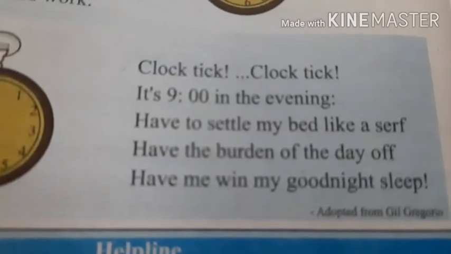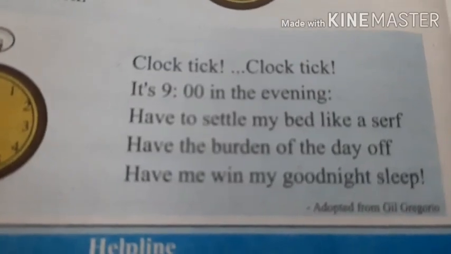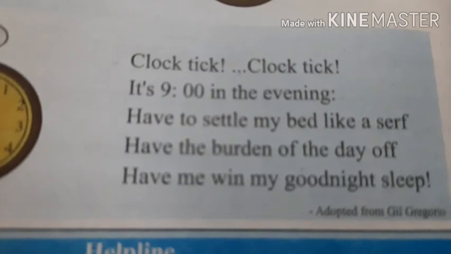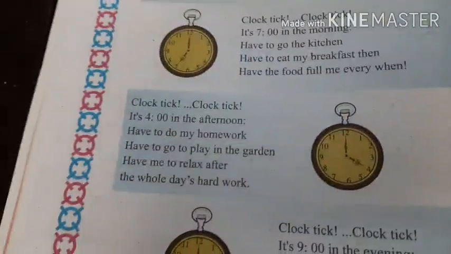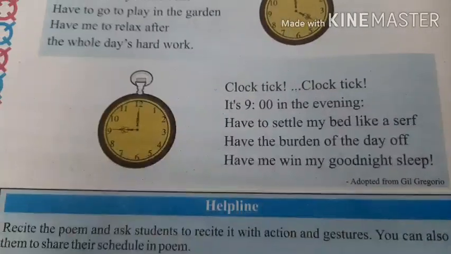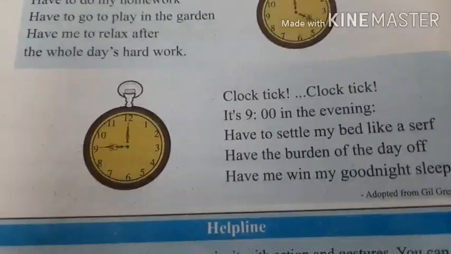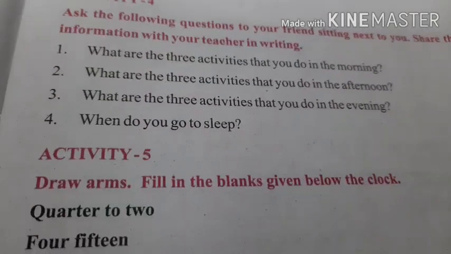Have to settle my bed like a serf. Have the burden of the day off. Have me win my good night's sleep. So now the child says that after doing so much work throughout the day, I need a good night's sleep. Now coming to the next activity, activity 4.